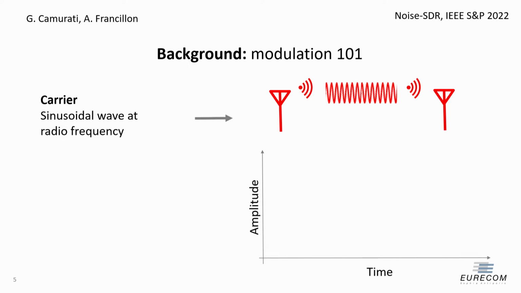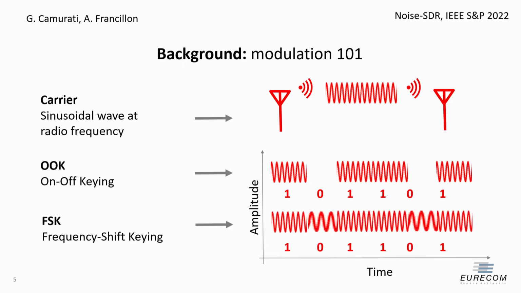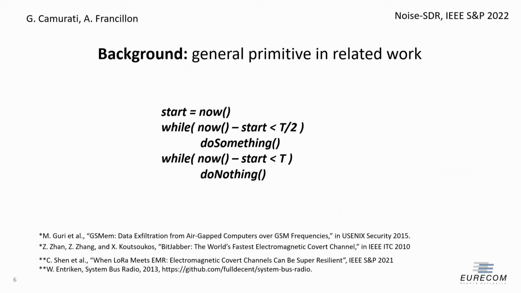So after having identified a carrier, we might want to turn it on and off in order to encode ones and zeros. This is called on-off keying. And we can also do the same by changing the frequency, which is frequency shift keying. These are two simple types of modulation that can be implemented with this loop by previous work.